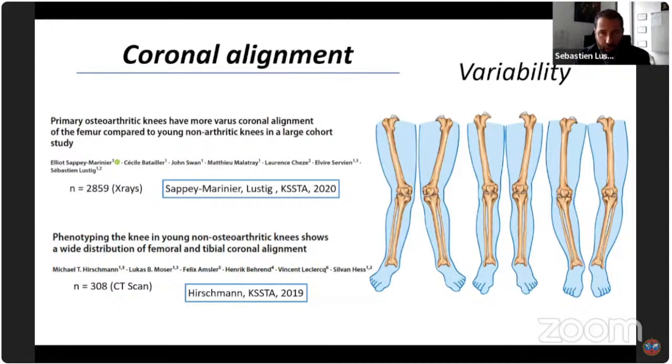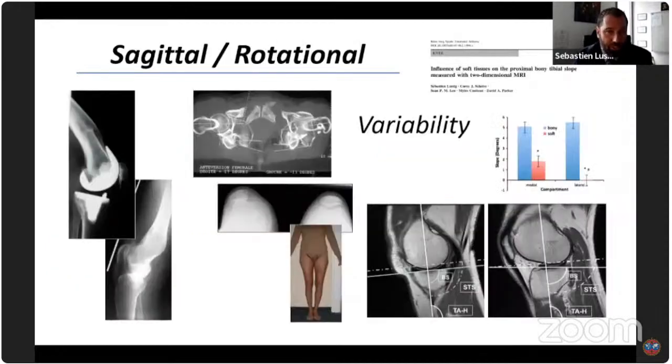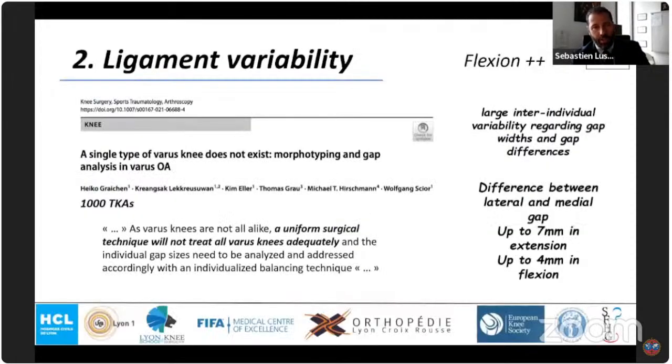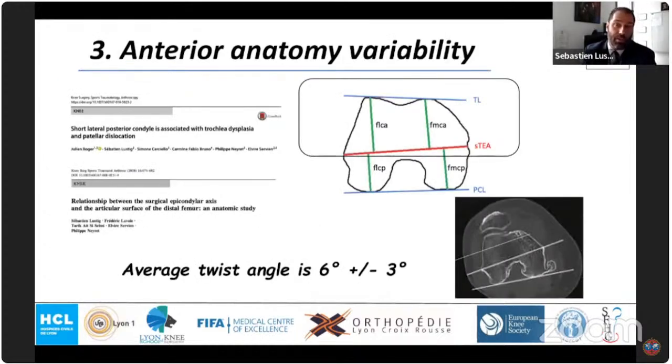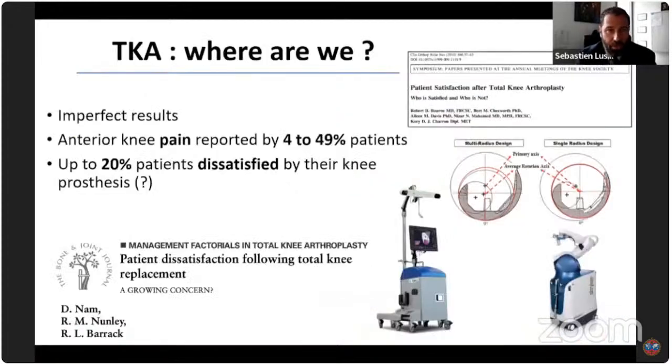So it's true for coronal alignment. It's also true for sagittal and rotational alignment. So it's a real three-dimensional issue, and it's not only about the bone, it's also about the ligaments. There is huge variability considering ligaments in extension, but also in flexion. You can see gaps between medial and lateral up to 7 millimeters. And that's also without forgetting the third compartment, which is very important, the anterior compartment. So when we talk about personalized alignment, it's alignment for the bone, ligaments, and patellofemoral joints.